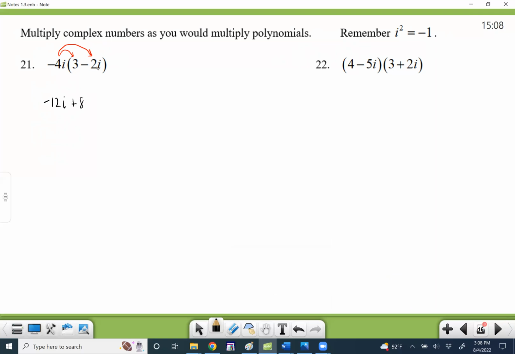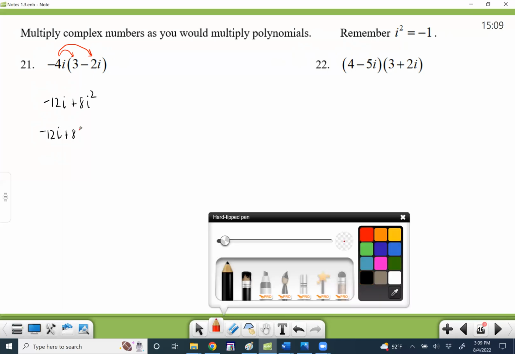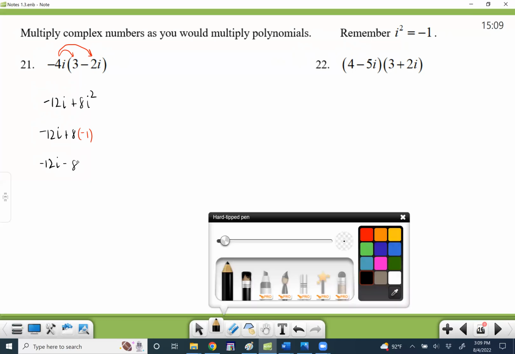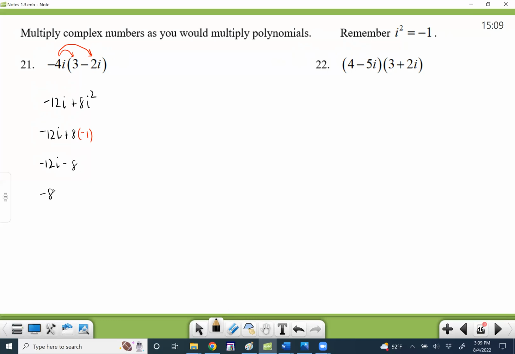And we have an i times an i. Right, we got an i times another i. So this is going to become i squared. So we already know i squared is negative 1, right? So it looks like we get negative 12i. A positive times a negative is a negative. 8 times negative 1 is negative 8. And they'll probably want you to put it in a plus bi form. So I am going to switch it around to negative 8 in the front and the minus 12i in the back, just so that it's in that form.